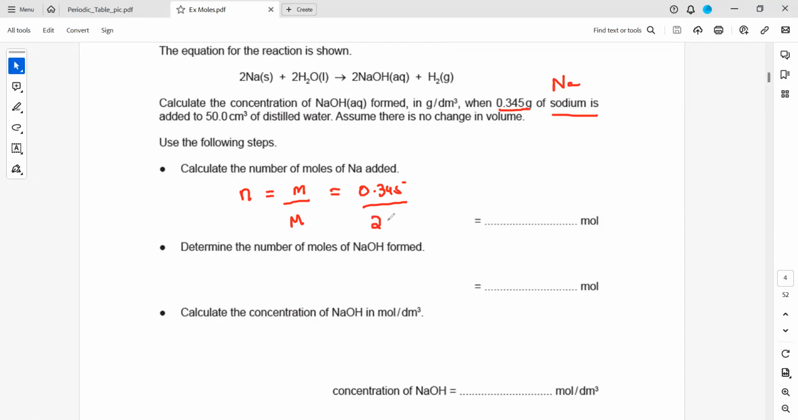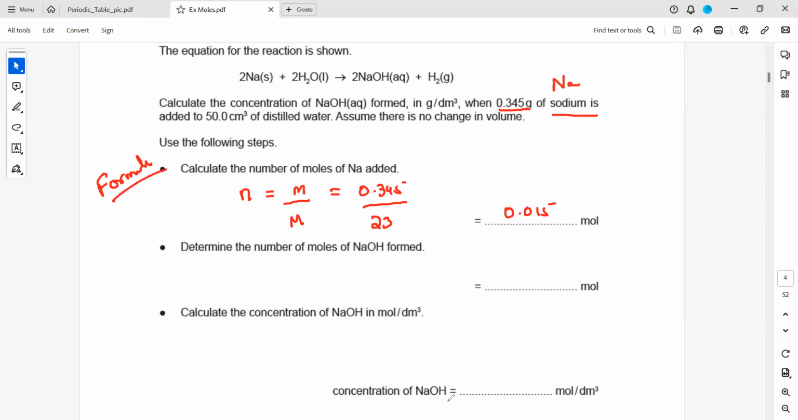So this will be 0.345 divided by 23. What's the answer for this? When you divide, what's the answer? 0.345 divided by 23. 0.015. Okay. So this will be 0.015. We got the moles of Na. So first, we used a formula and we got the moles.